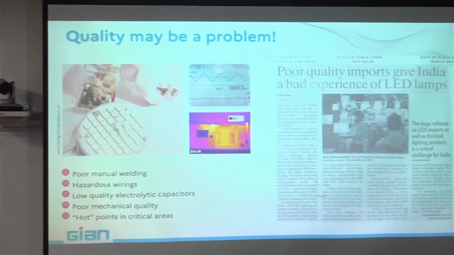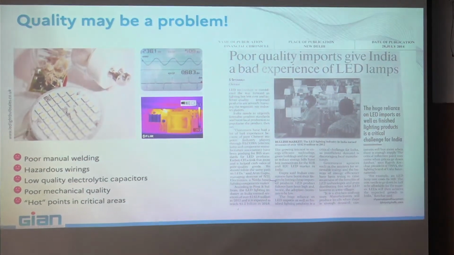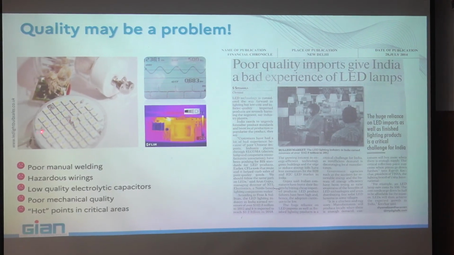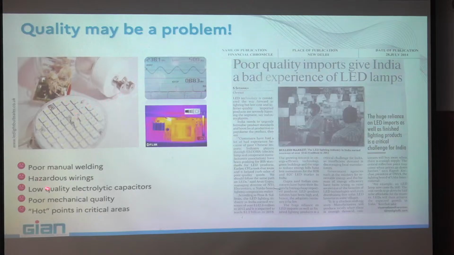Other problem, quality. Look at that, you see the chips, they are not soldered correctly. Look here, this is the input voltage, and this is the measured current. Inside the system you have spikes. This is completely against the IEC standard for harmonic distortion. Normally in Europe we cannot have more than 5% of harmonic distortion in LED systems.